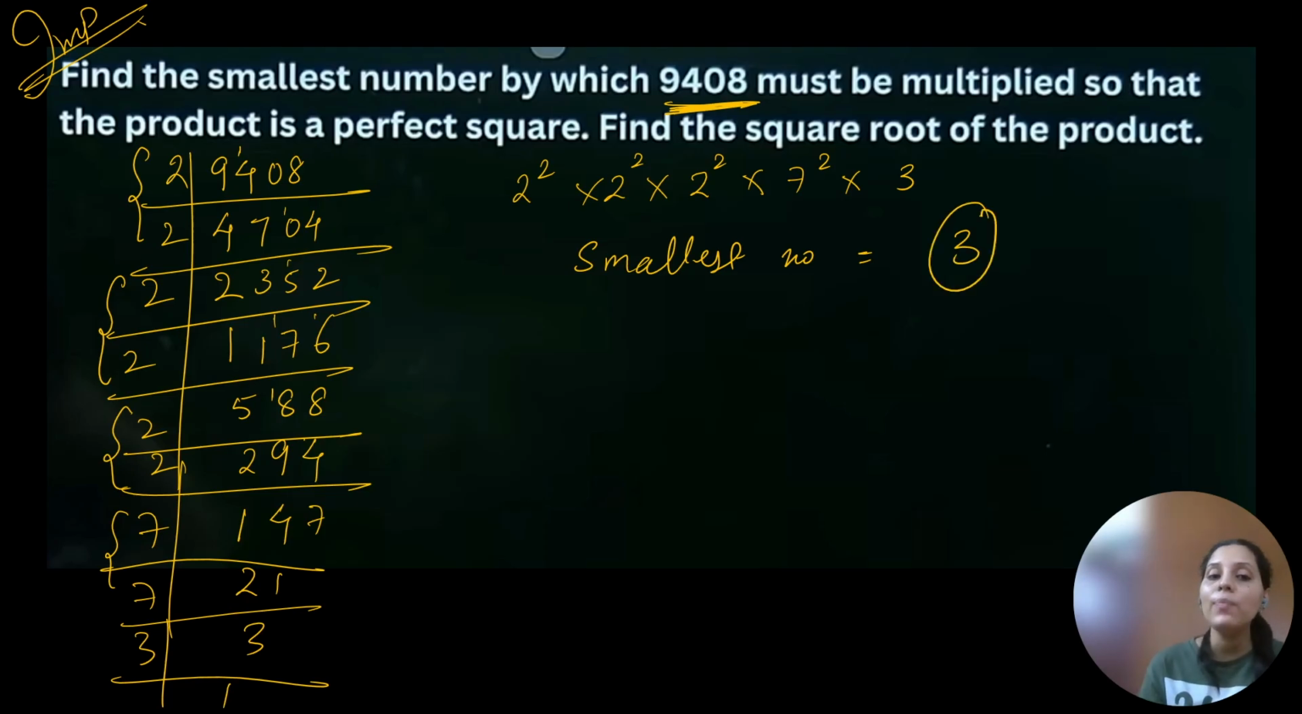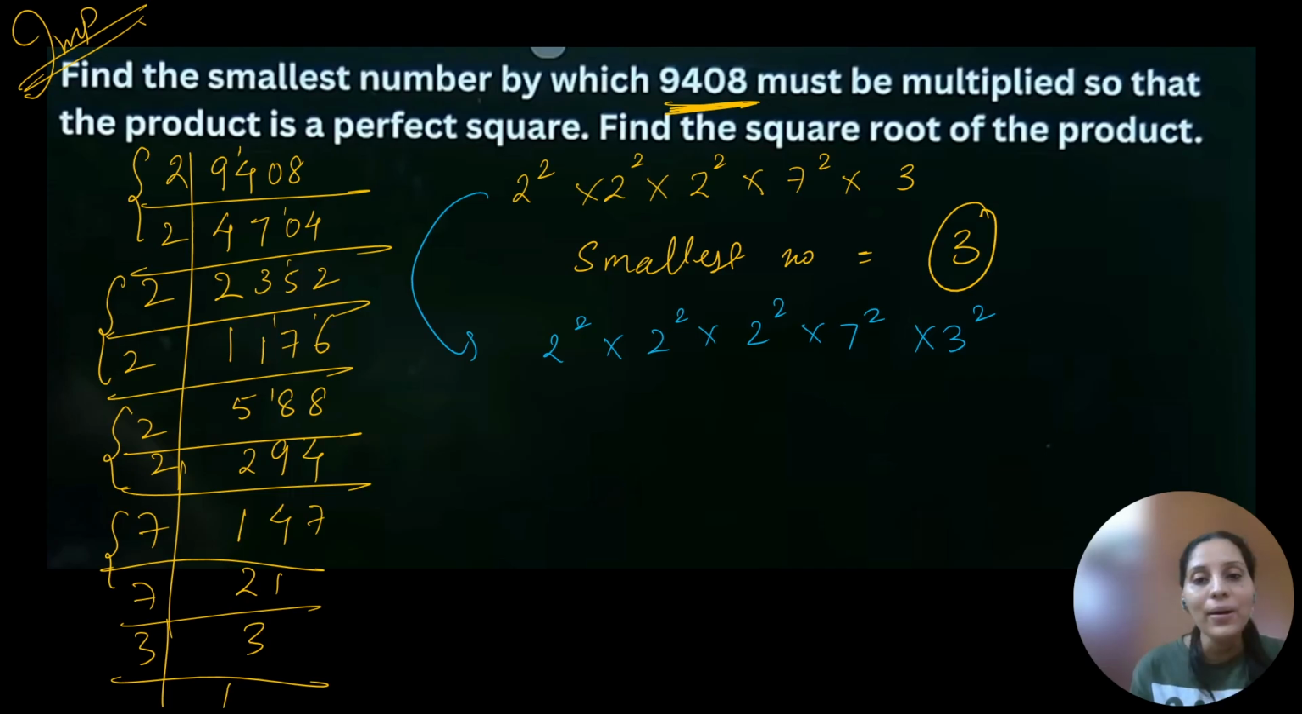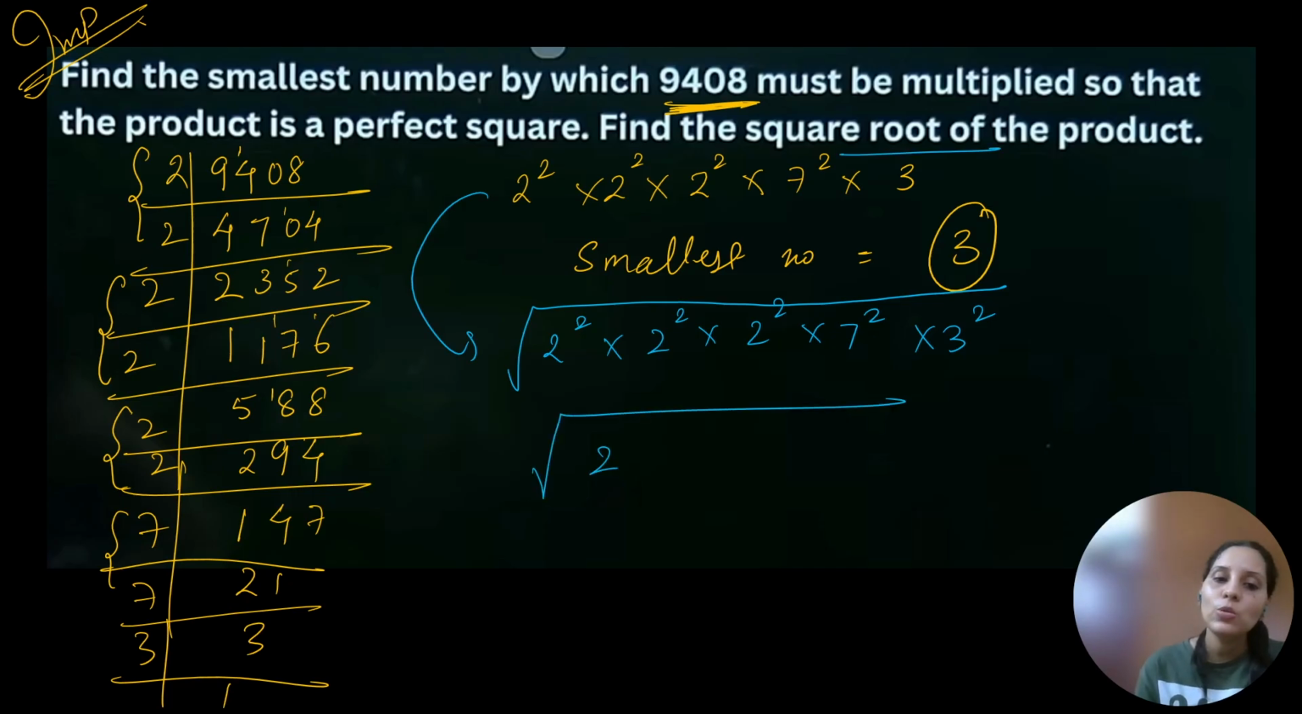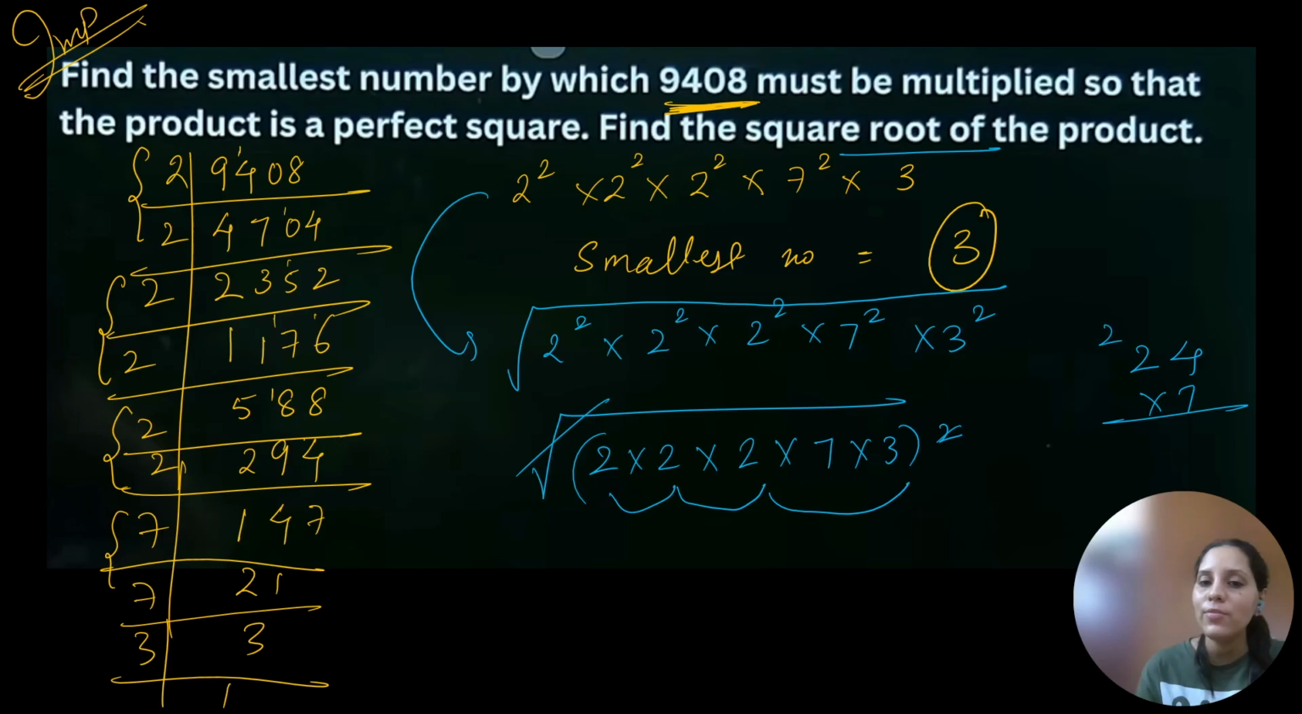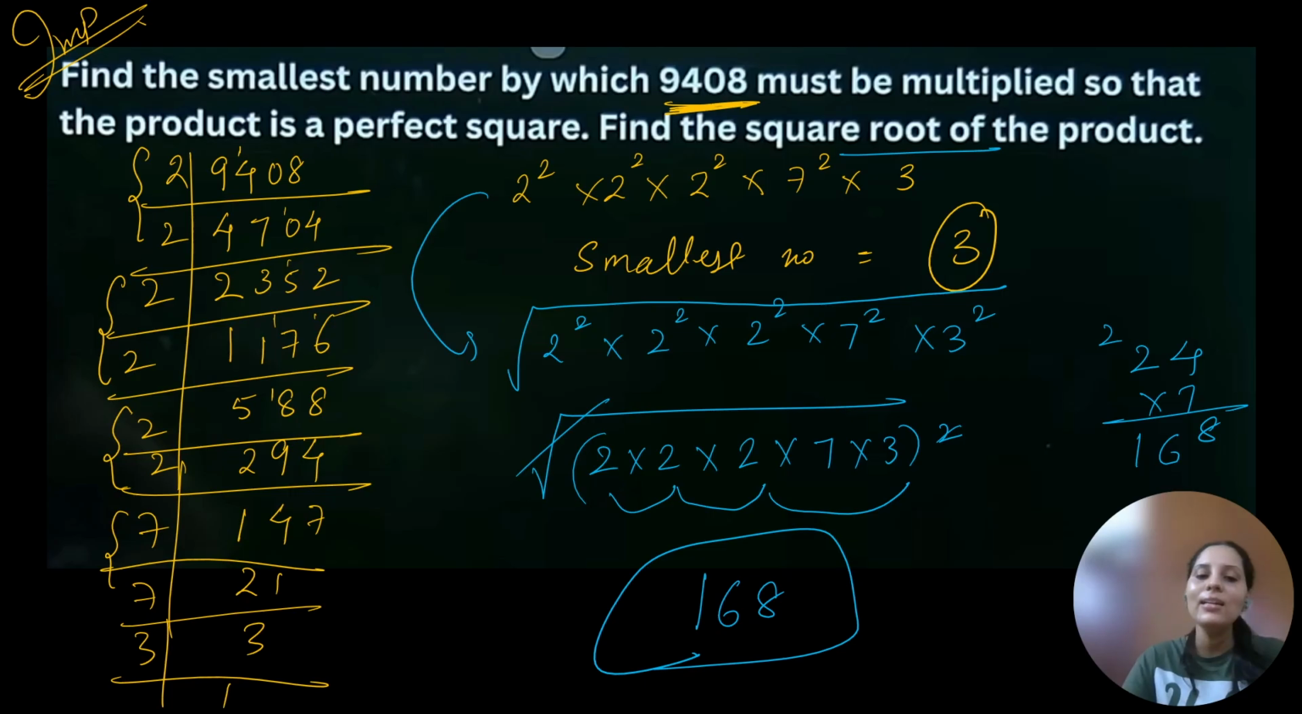Okay. So once I multiply this number with 3, what do I get? 2 square, 2 square, 2 square, 7 square, and 3 square. Now look, every number has its pair, so definitely it's a perfect square. You also need to find the square root of this one. So (2 into 2 into 2 into 7 into 3) whole square. Square and root get cancelled. 2 twos are 4, 4 twos are 8, 8 threes are 24, 24 into 7, 168 is the square root of the final product. I hope everyone is clear with this.